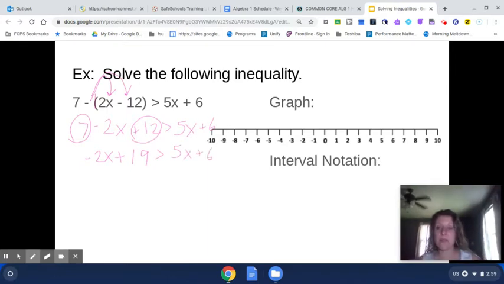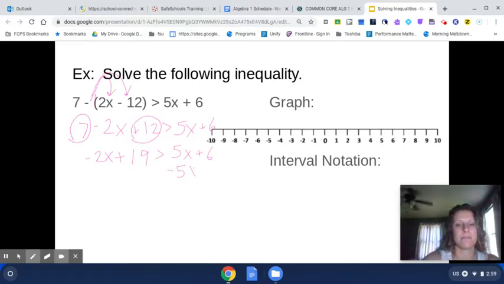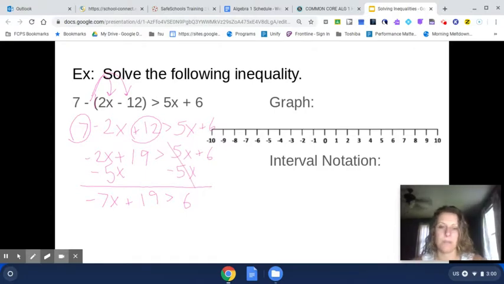We have variables on both sides of the inequality, so let's gather those on one side and the plain numbers to the opposite side. So I want to move this +5x to the left side, so I'm going to subtract 5x from both sides. So we would get -7x plus 19 is greater than 6 because 5x minus 5x is 0.